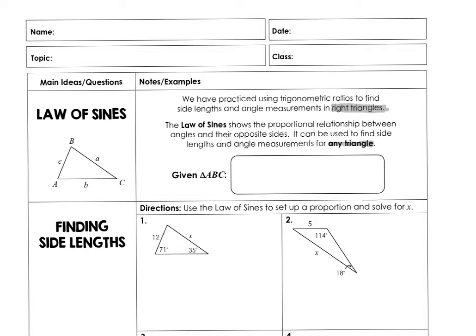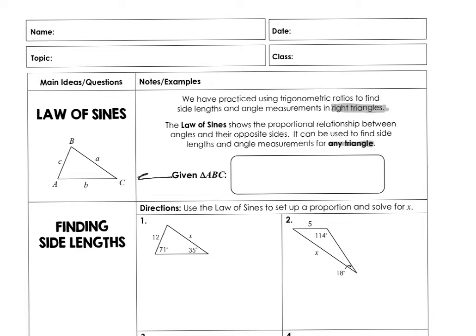Okay, any triangle. So take a look at this triangle. We're going to use capitals A, B, and C to represent the angles and the vertex of each angle. So angle A, angle B, angle C. And then lowercase to represent the side opposite that angle. So side a is opposite angle A, side c is opposite angle C, and side b is opposite angle B.